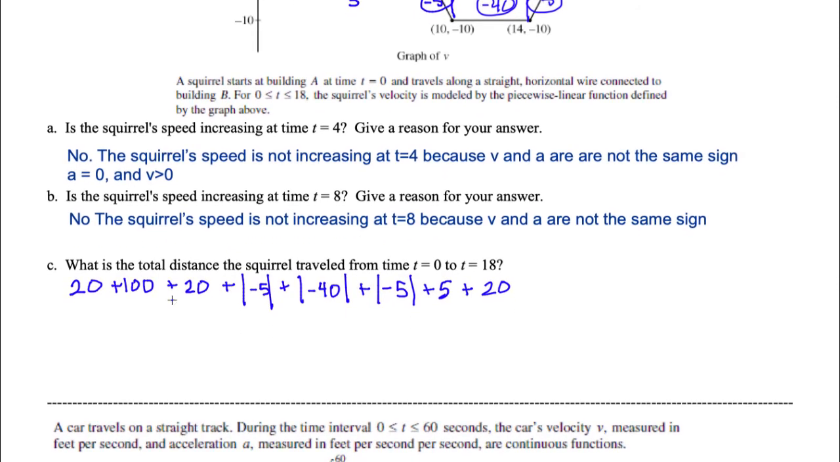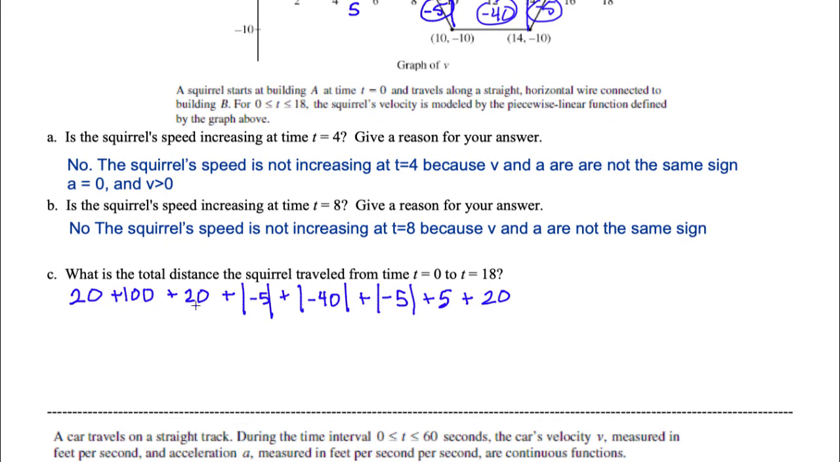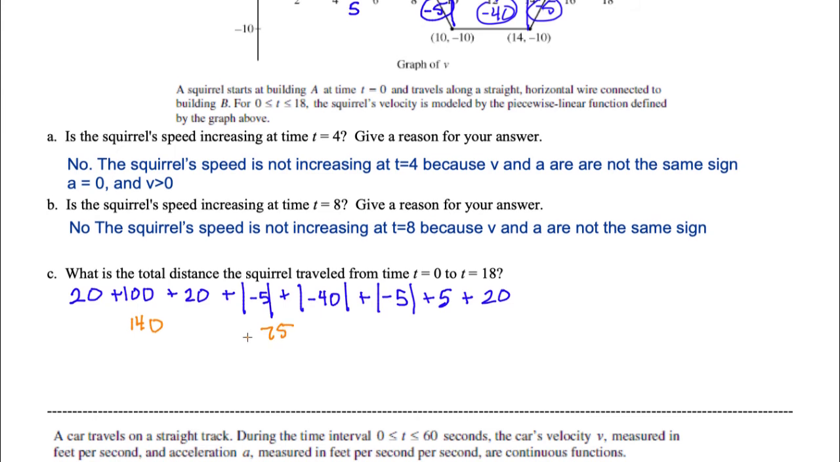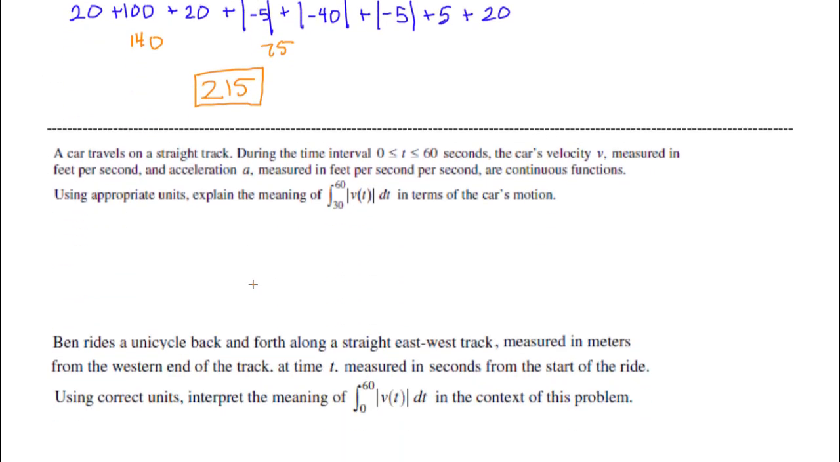Adding, and no, you don't have a calculator for this one. 20 plus 100 plus 20 is 140, let me make a note that that is 140. Then some other math over here: 5 and 5 and 5 is 15, plus 40 is 55, and then 75. Adding those two together, I get 215. Is that right? 215. Hopefully I didn't make any math errors, but if I did, it's just your extra credit point, right?